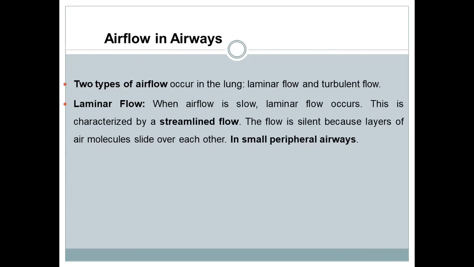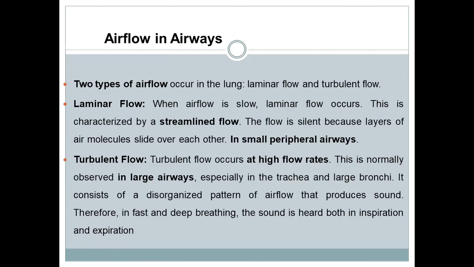What is laminar flow? Whenever the flow is streamlined and very slow, a laminar flow is occurring. This is silent because the layers of air molecules slide over each other. So it is slow and streamlined, and this is commonly seen in small peripheral areas. If you are looking at the airflow in the small peripheral areas, it is always laminar airflow.